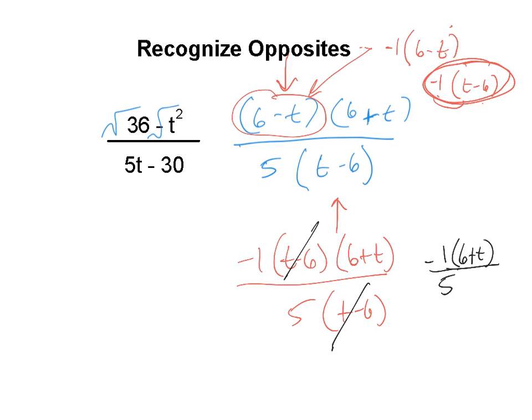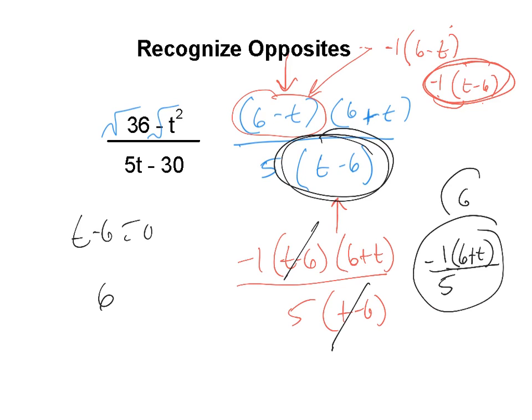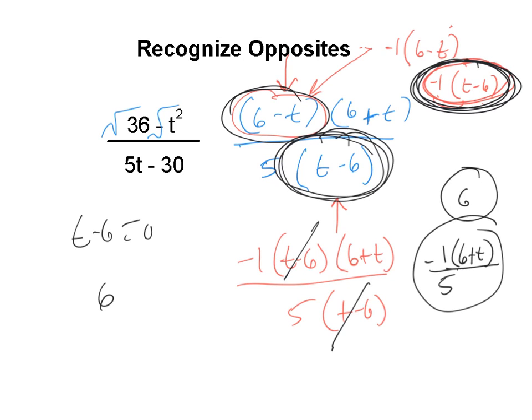Okay, and now we have to state the excluded values. Notice if I go back to my denominator, t minus 6 is the only one I have to work with, so my excluded value is going to be 6. So here's my simplified one, here's my excluded value, my two answers. So that might happen from time to time. If you end up with opposites like these, take the top one, or one of the two, times negative 1 and rewrite it so that it matches, and then you can cross them out.